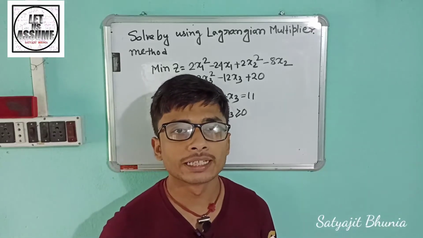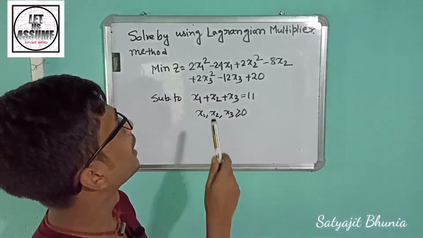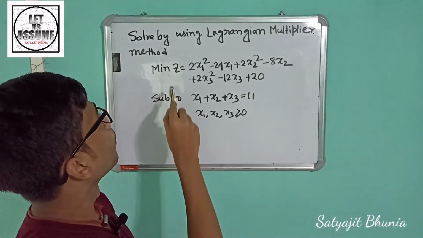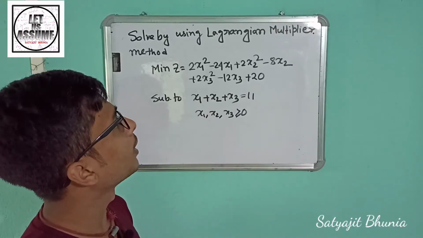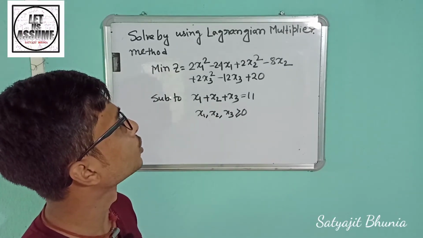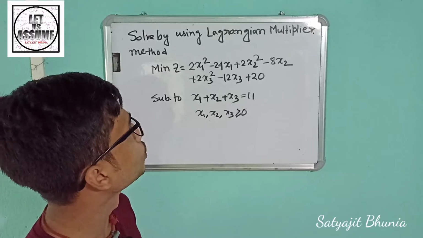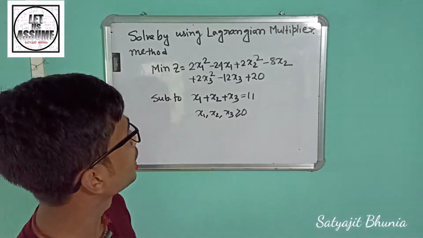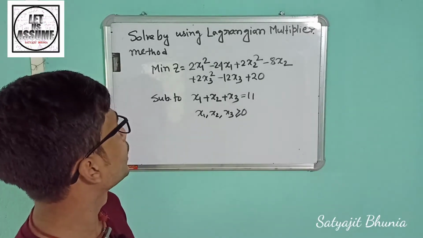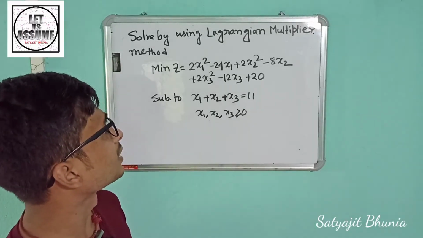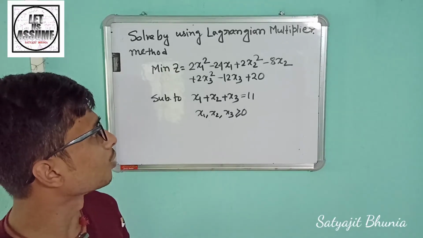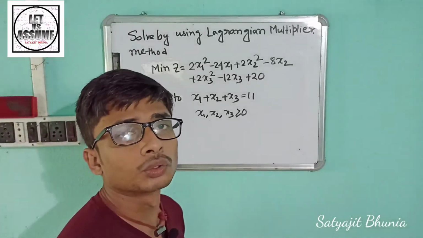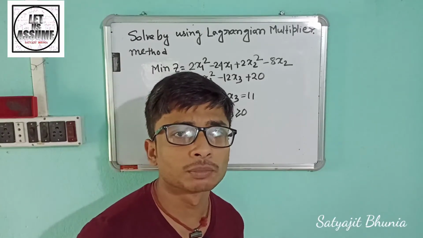A numerical example by using the Lagrangian multiplier method. The numerical example is given: Z equals 2x1 squared minus 24x1 plus 2x2 squared minus 8x2 plus 2x3 squared minus 12x3 plus 20, subject to the constraint x1 plus x2 plus x3 equals 11 and x1, x2, x3 greater than or equal to 0. So we're going to start the solution procedure.